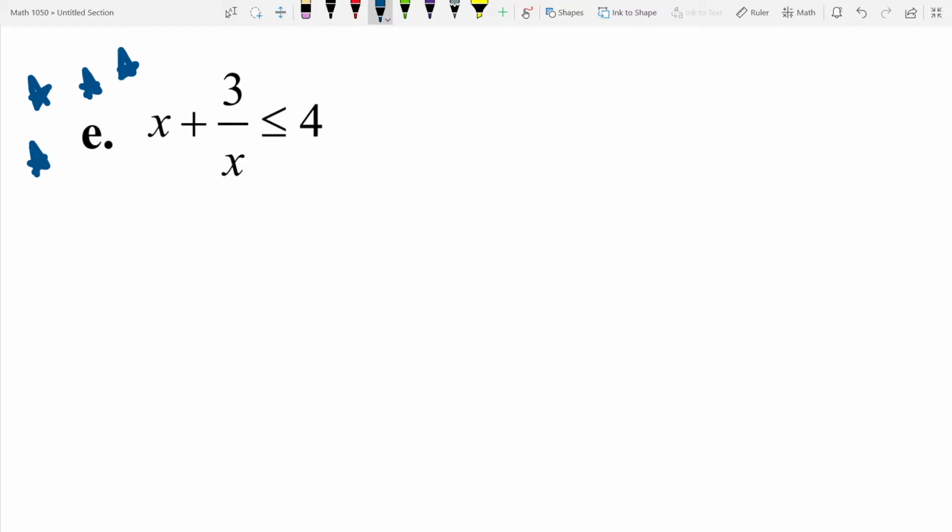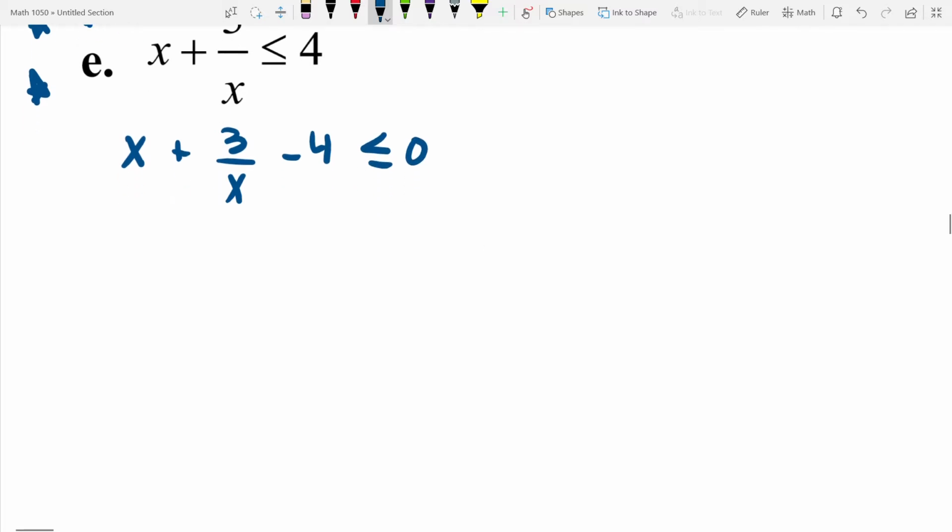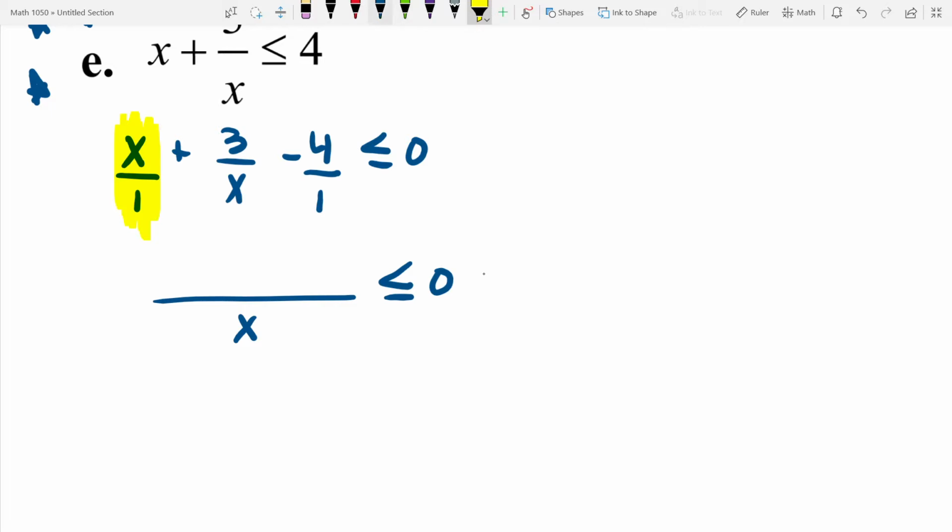Step 1. 0. So you have x plus 3 over x minus 4 is less than or equal to 0. Step 2, tell me. Common denominator. So look what I'm going to do. Put a 1 underneath that. Put a 1 underneath that. Everybody in the room, tell me what my common denominator is going to be. It's going to be an x. Now look at this guy right here. He doesn't have the x. He has a 1. So I have to multiply the bottom by x to turn it into an x. And then x times x is x squared.